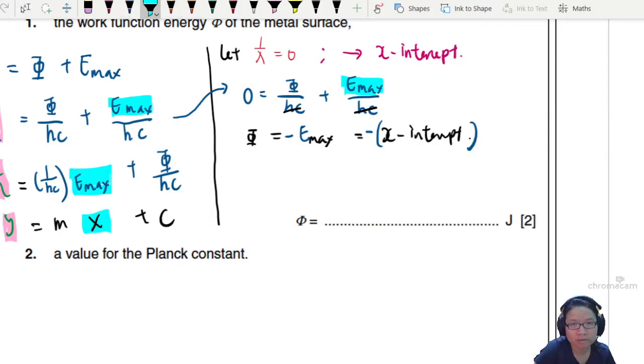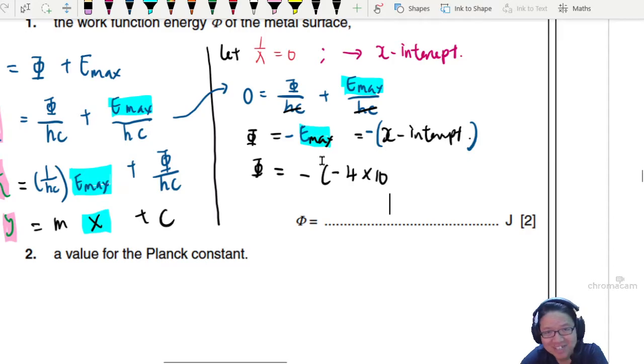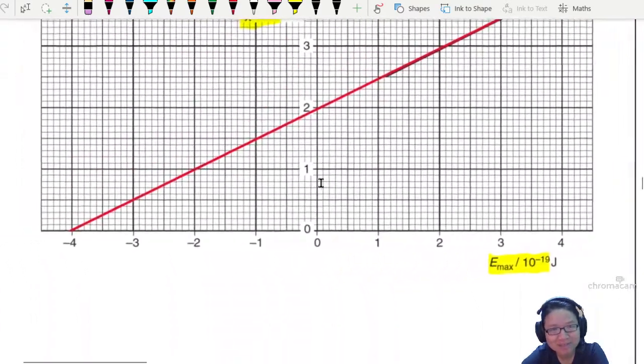Because again, this Emax is your x-axis. All right, let's finish up. So then work function is equal to negative bracket -4. Don't forget the prefix times 10 to the power of, I'm going to look at my paper now, 6. I print so small. Wait, it's not power of 6. Guys, this is what happens when you record at 2 a.m.